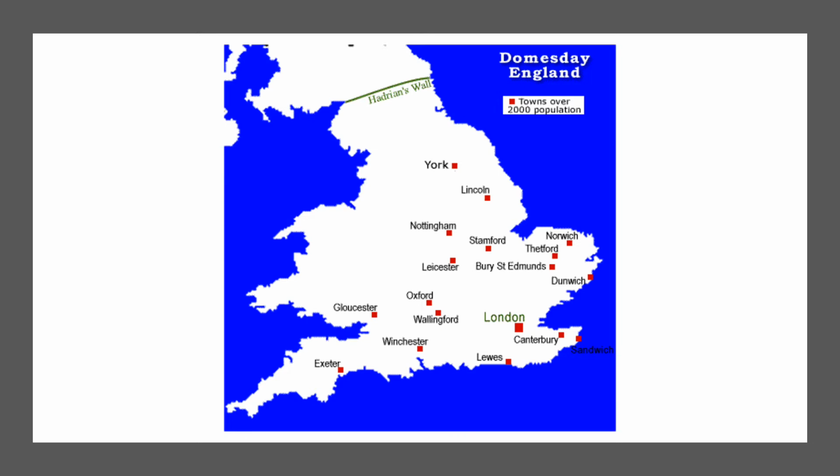So that's pretty small. London obviously has a much larger population. York is pretty well populated. But other than that, even when you talk about an urban center in England during this period, these are pretty small population centers. So most of the population is living in rural areas on manors, at least until the 13th century.